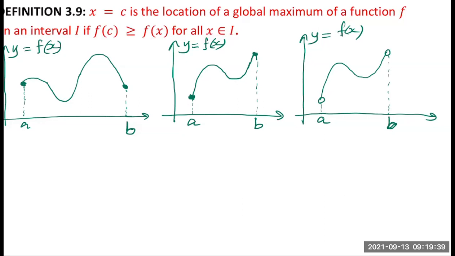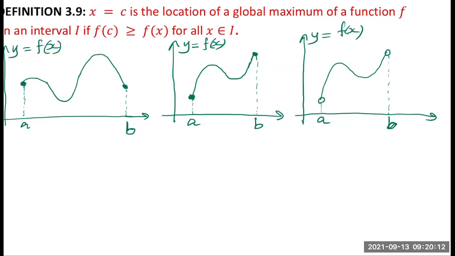Well, let's see. So if you look at a graph like this on the interval a comma b, here is my graph. As you can see, what is the maximum value on this entire interval that the graph can attain, or the maximum y value? As you can see clearly, for all x values in this interval, this is the maximum y value that your graph can attain. There is no other y value above this point. This is the maximum y value.